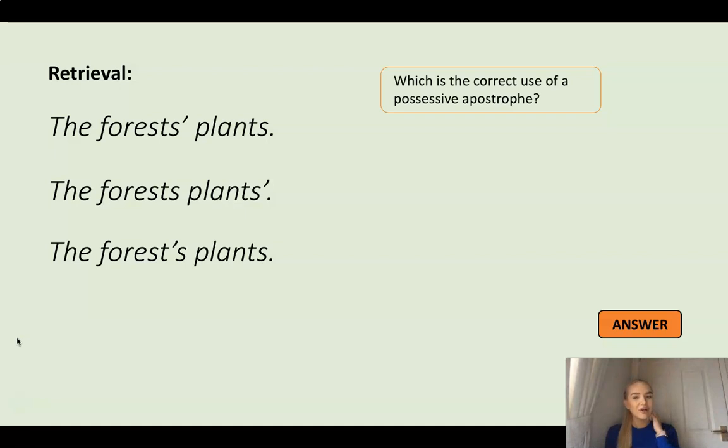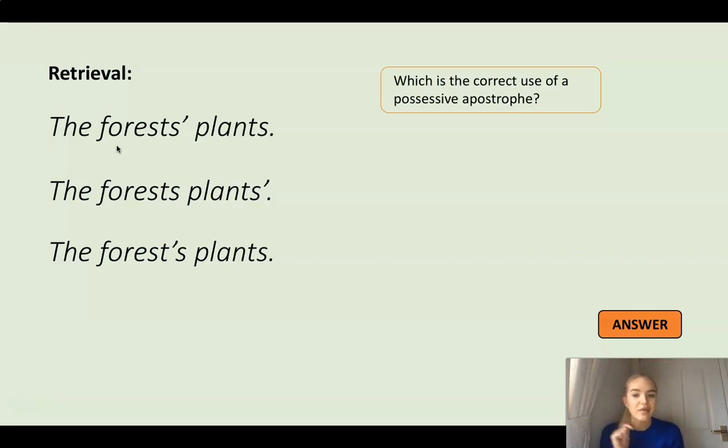Okay, then let's have a look at the first example. The forests' plants. So the forest has possession over the plants. Absolutely, it does. However, is it stated that there's more than one forest here? No, there's not, is there? Because if the apostrophe is after the S, that states that it's a plural apostrophe, doesn't it? But there's not more than one forest. So that one's incorrect.